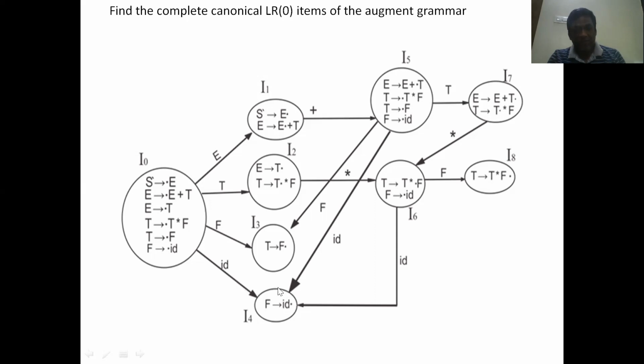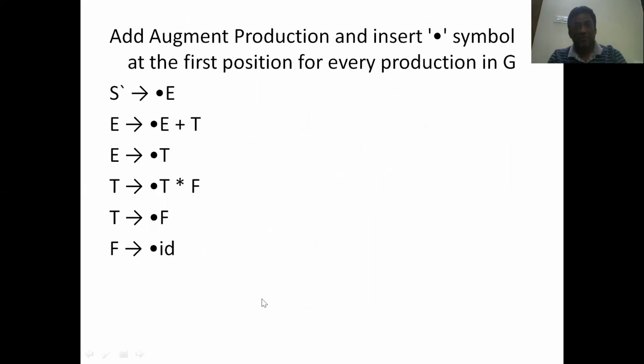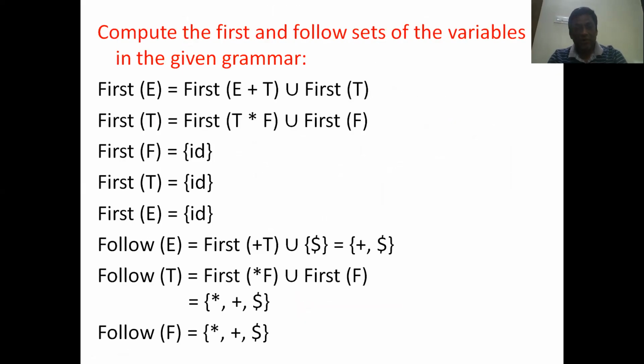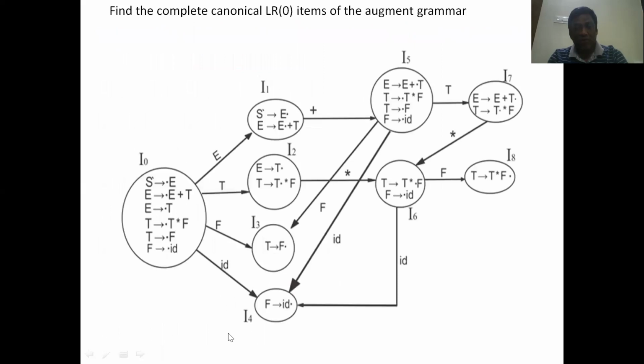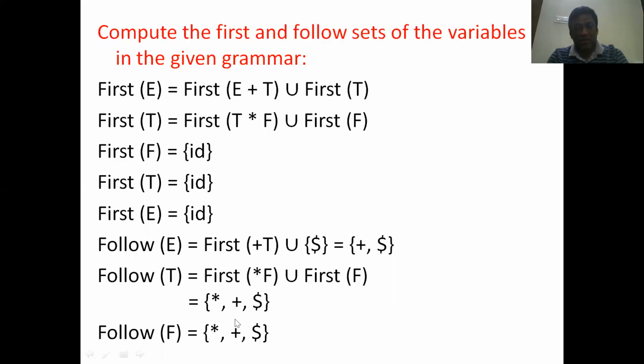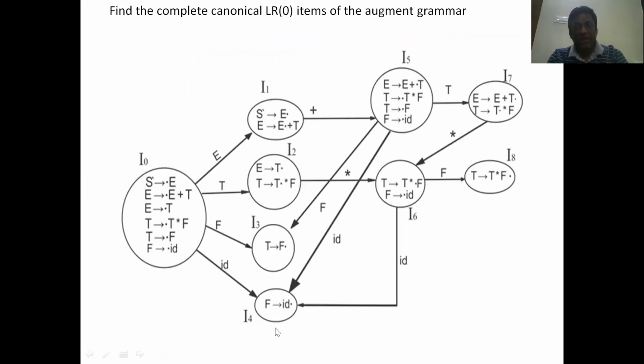Let us understand this with I4. I4 contains F implies ID dot. Because you don't have anything after the dot, this represents a reduce operation. Where to fill it? On follow of F. What is follow of F? We have calculated follow of F: star, plus, dollar. So in I4, in combination with star, plus, dollar, what you need to write is reduce and the production number.